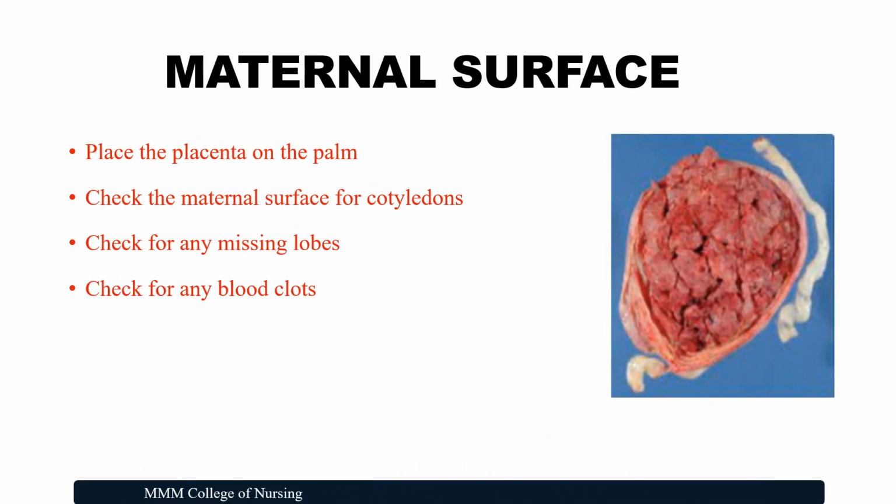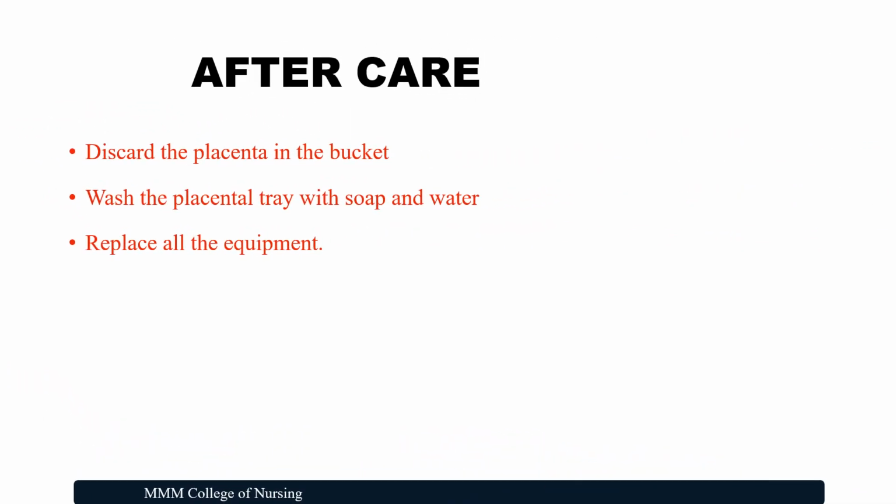And the maternal surface of the placenta should be dark maroon in color. You have to place the placenta on the palm. Check the maternal surface for cotyledons. Usually there are 20 cotyledons. Check for any missing lobe. Check for any blood clot. So this is about the placental examination.